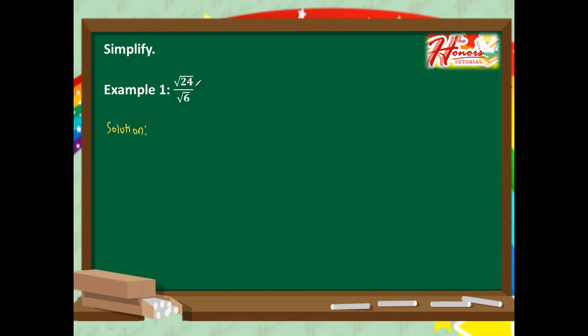So we can simply divide this because they have the same index. So square root of 24 divided by square root of 6, so that is equal to square root of 4, because 24 divided by 6 is 4, and then don't forget to include the radical symbol. And then let's simplify. Square root of 4, that is equal to 2. So the answer for example 1 is 2. Let us have another.